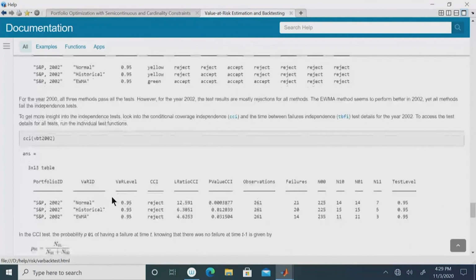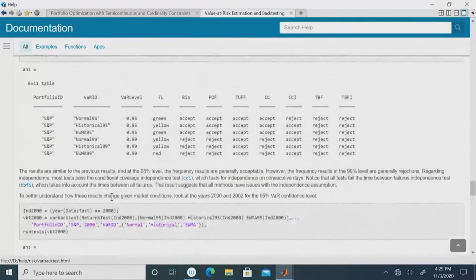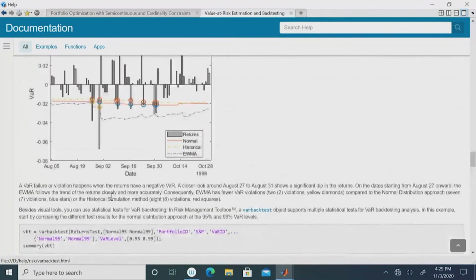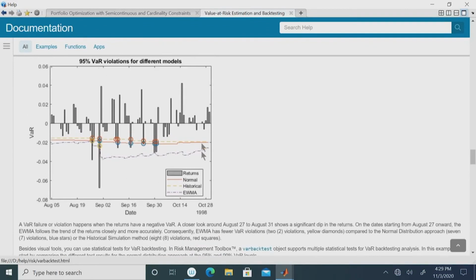But at the end of the day, this reiterates in detail how important it is to carry out backtesting. A model has relevance from a practical applicability point of view only if it has very few violations or failures, as was manifested in the main example we considered, where you observe that the EWMA method showed the least amount of violations or failures during this period of time.